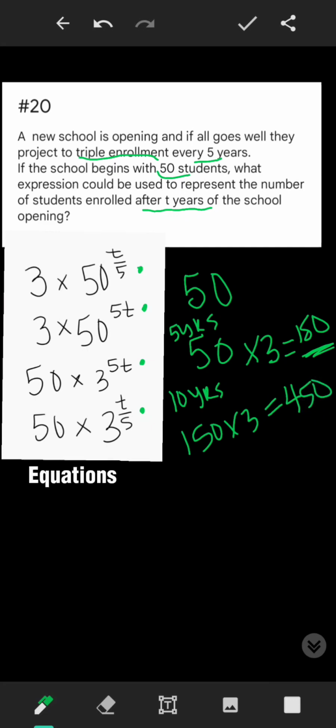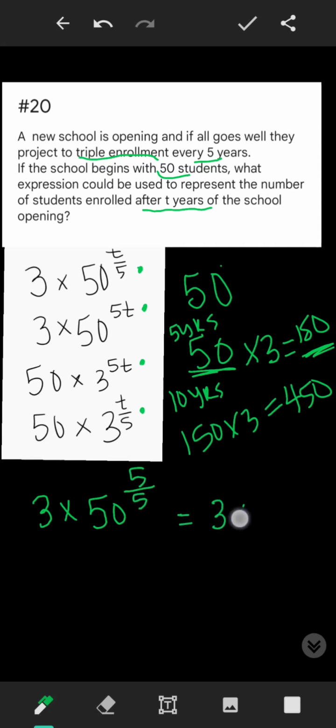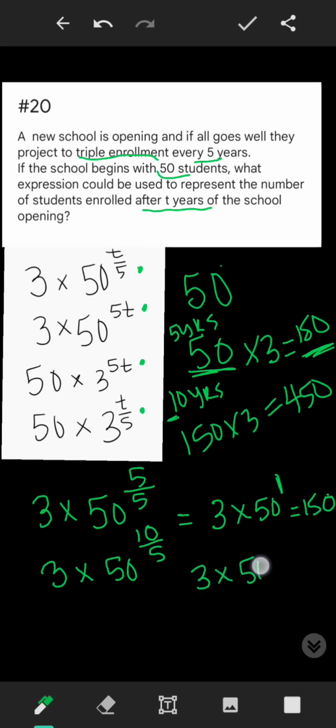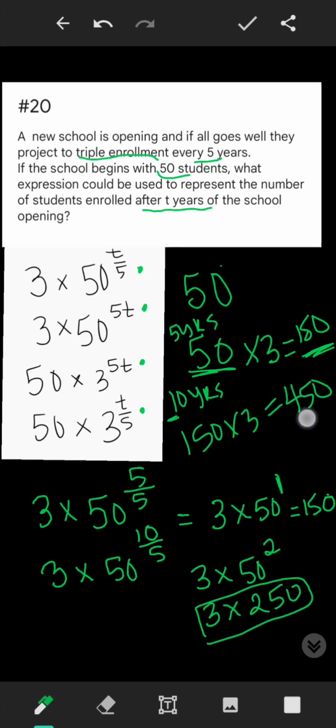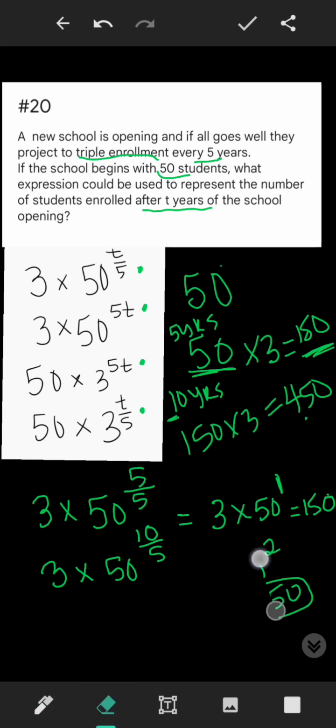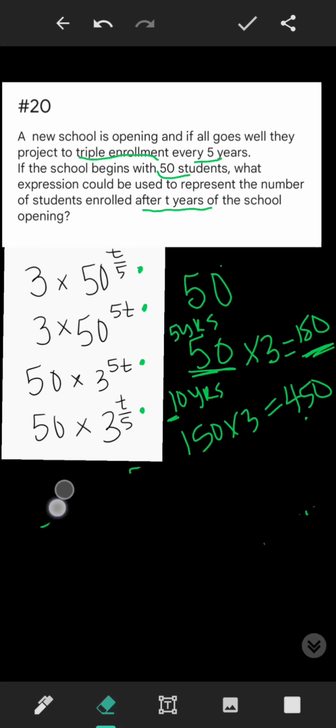So let's see if any of these equations would give us one of these answers. For the first one, it says 3 times 50, t over 5, and t is the number of years. So 3 times 50, and then let's use 5 years. 5 divided by 5 would then be 3 times 50 to the power of 1, which would give us 150. So let's just double check and take it up a notch to the next set of 5 years. 3 times 50, and that'll be t, so this is for the second set, over 5. 3 times 50 to the power of 2. 50 to the power of 2 would be 50 times 50, so that would be 3 times 2500. Nope, that is not going to give me 450. So this first equation is not going to work at all. So we know we can eliminate that one.